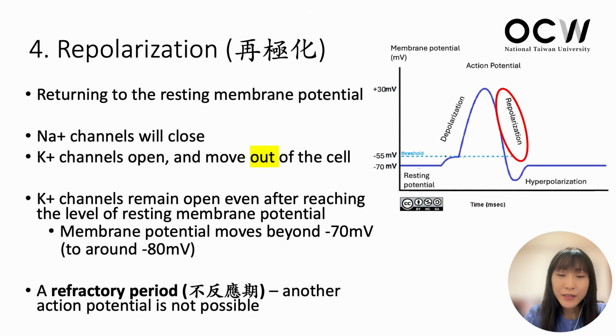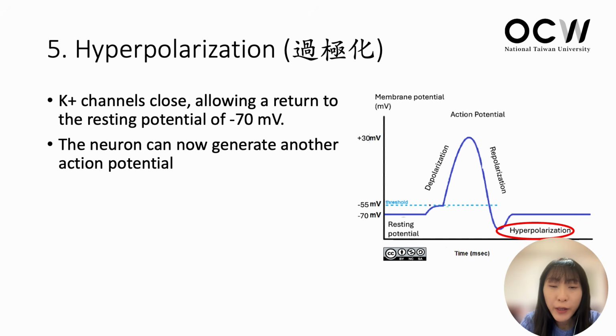Then we will enter a stage called the refractory period, so this is when another action potential will not be possible. And finally, we have reached the stage of hyperpolarization. This is when the potassium channels close, and it allows the return to the resting membrane potential of around -70. And here we are able to generate another action potential.